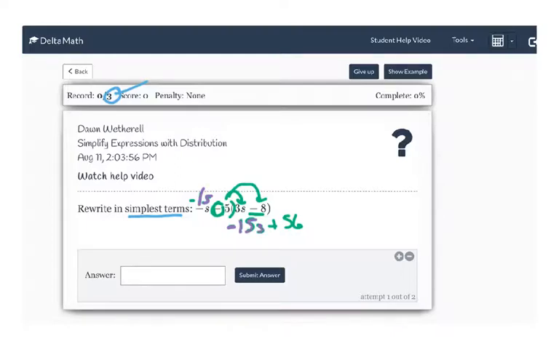Then I look and I can combine like terms. A negative 1 minus a 15 gives me a negative 16s plus 40. So I would type in negative 16s plus 40 and submit my answer and go on to the next problem.